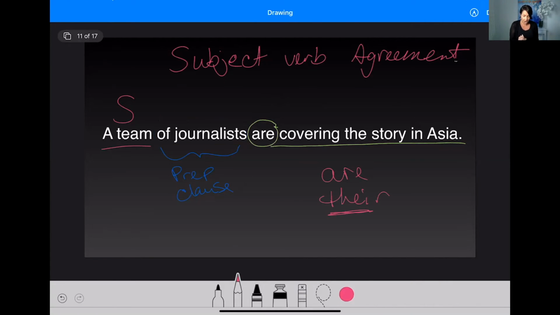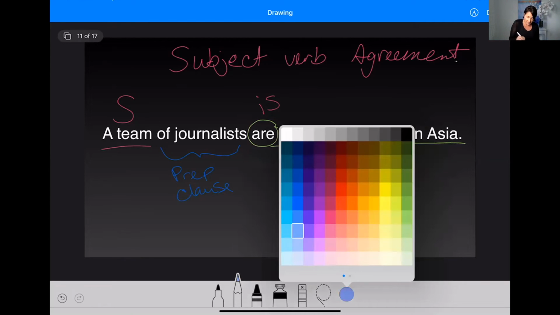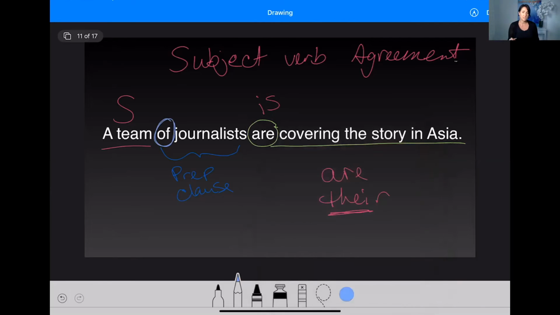In this case, the way it's written right now, a team are covering the story in Asia. The subject does not agree with the verb. Okay, so we have to correct it and make sure it does agree. And if I were to do that, I would need to put a team is covering the story in Asia. Now, remember, a prepositional phrase will be set off by a preposition here, of. And what you can essentially do is cross this off and read it. A team is covering the story in Asia.